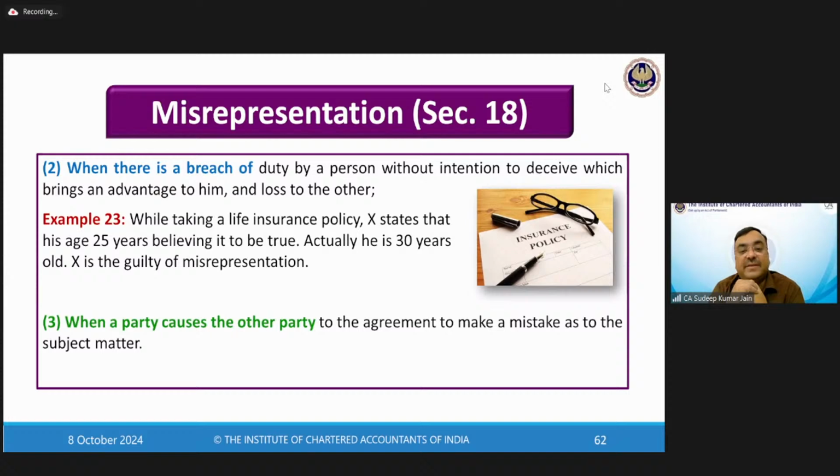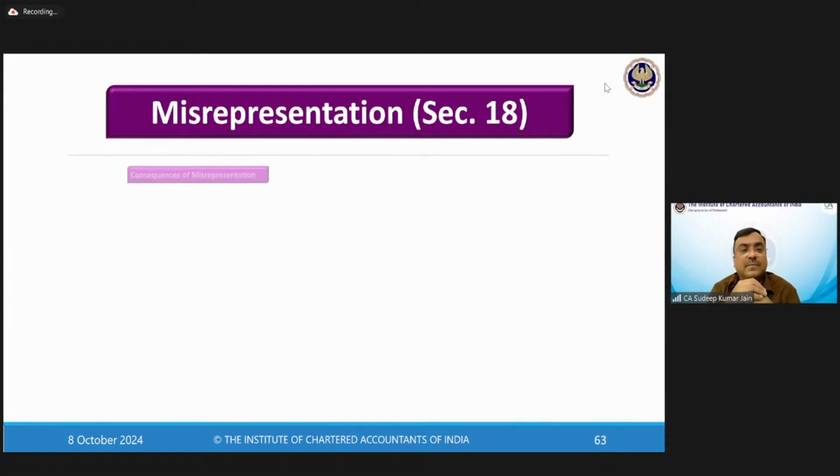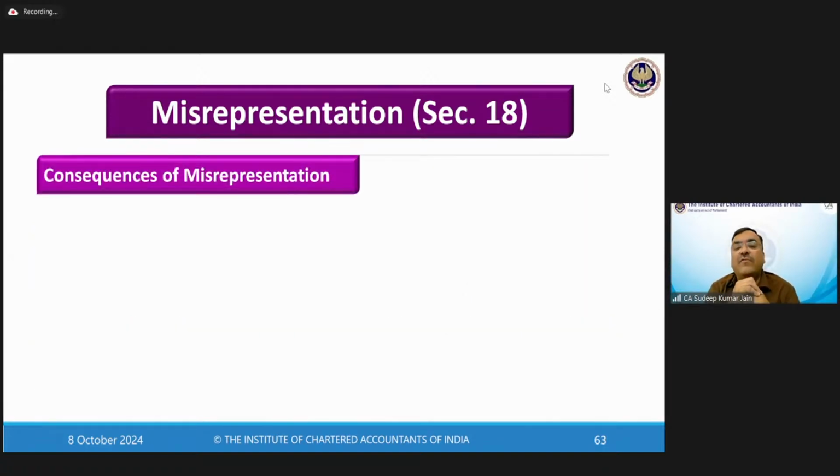When a party causes the other party to the agreement to make a mistake as to the subject matter, यानी कि आप किसी पार्टी को कॉन्ट्रैक्ट कर रहे हैं, when you are entering into a contract with the other party so that he could make some mistake, but again, you don't have any intention to deceive or fraud. Consequences of misrepresentation, same as fraud, but only one difference. You cannot claim compensation.